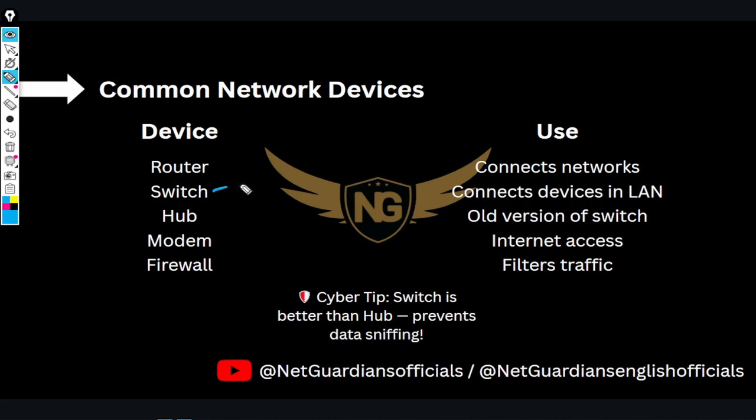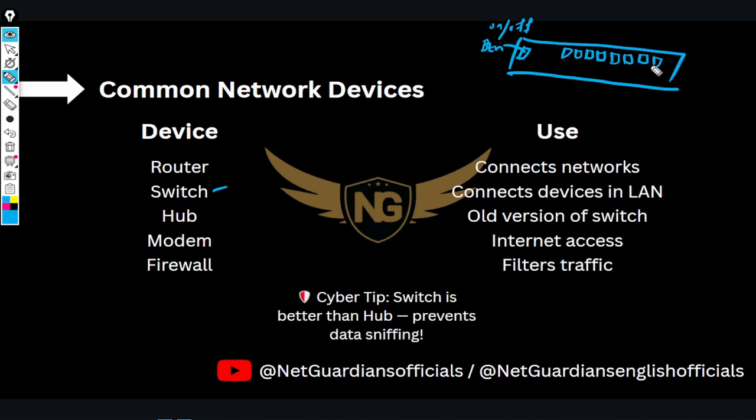Now, what is a switch? A switch is a device which we use to create a small network, like a LAN. Basically it's a device which looks like this. There is one button to turn it on and off, and there are some ports. Ports means places where we can plug in a wired connection to connect different devices.